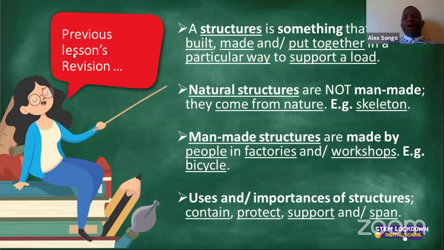Point number two, natural structures. What are these? Ladies and gentlemen, the word natural gives it away. So these structures are not made by human beings. They are actually as a form or result of nature. An example of this is our own skeleton. The skeleton that we learn about in natural sciences and technology in grade 5 is a great example of a natural structure that is used, of course, to contain and support all our body parts.